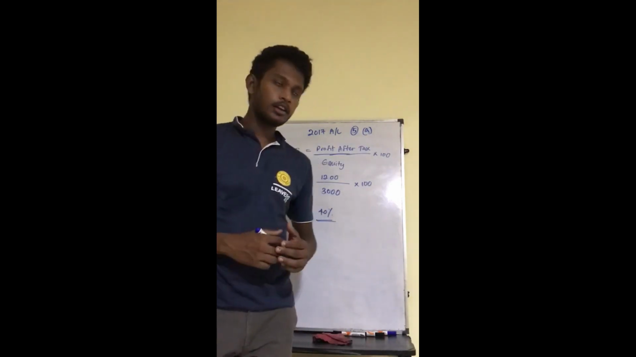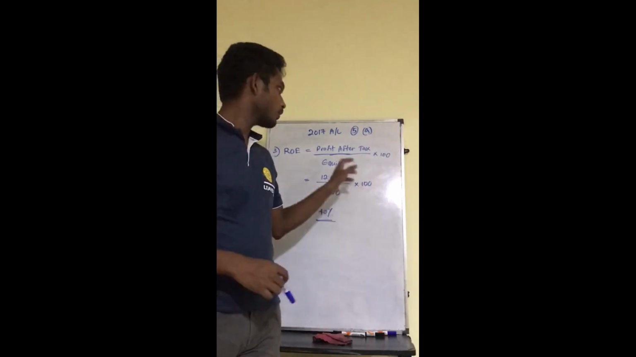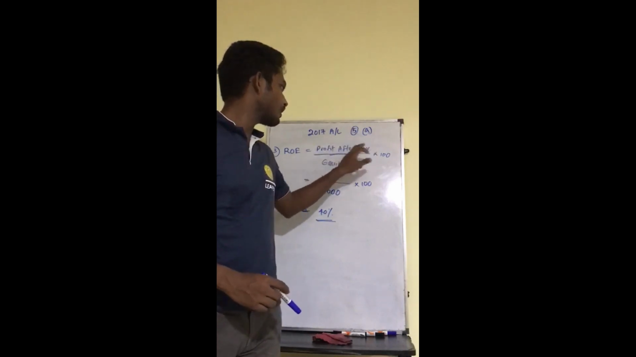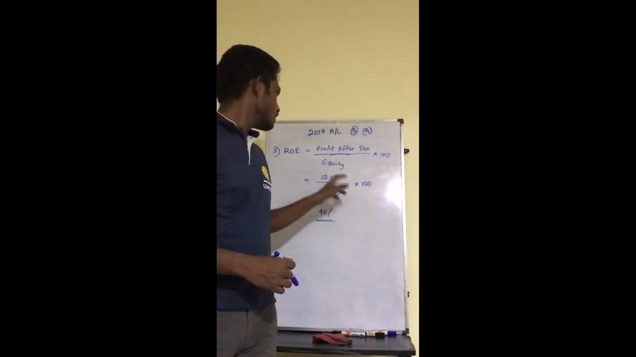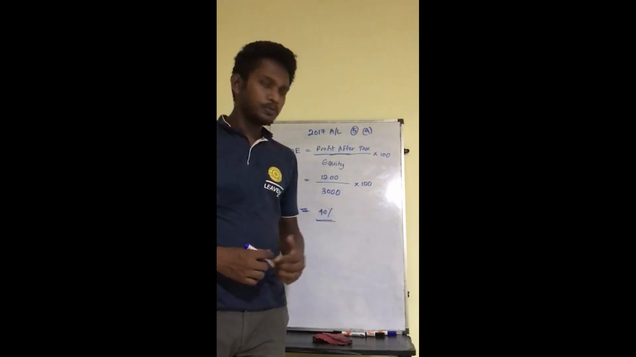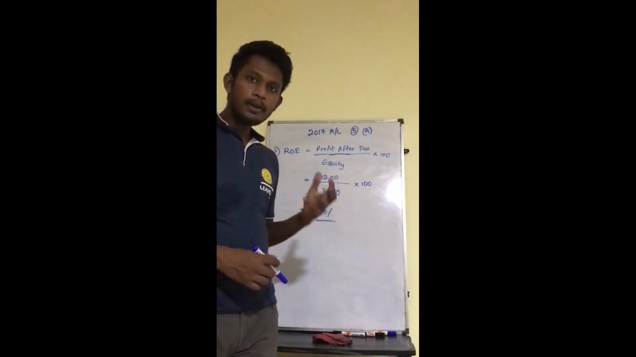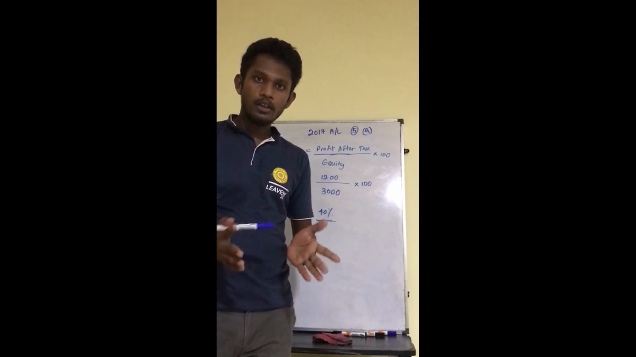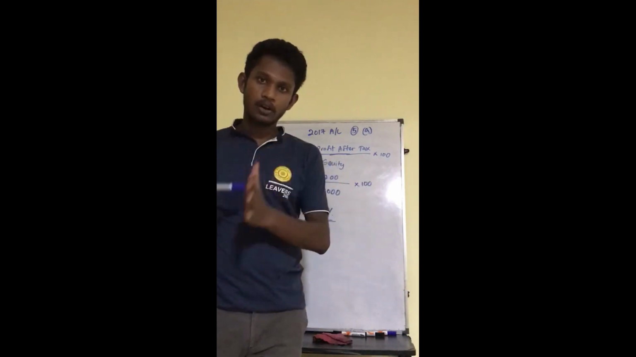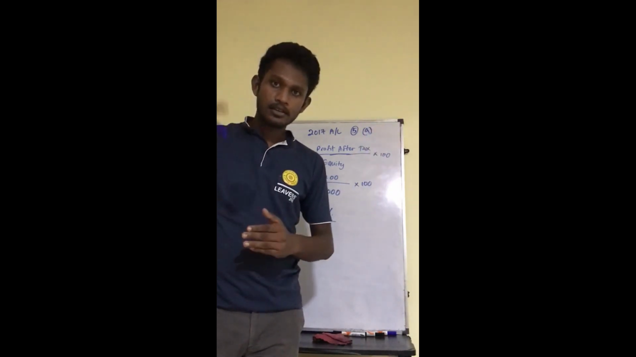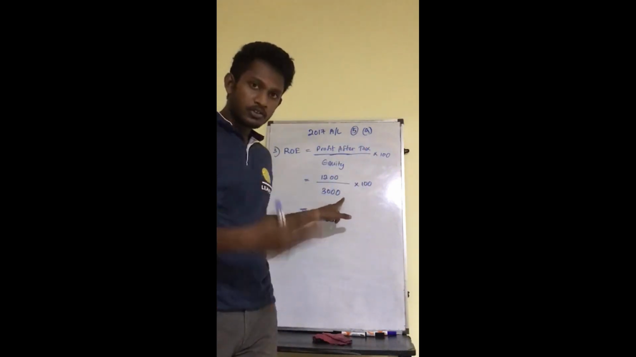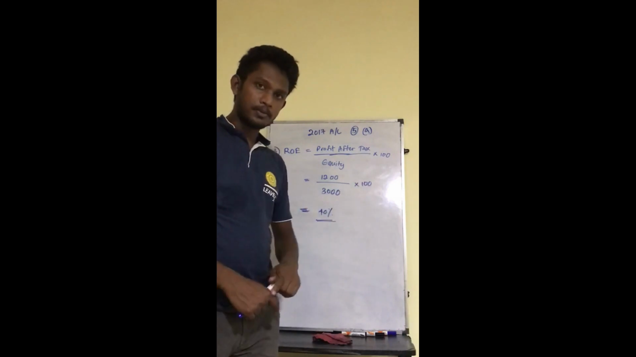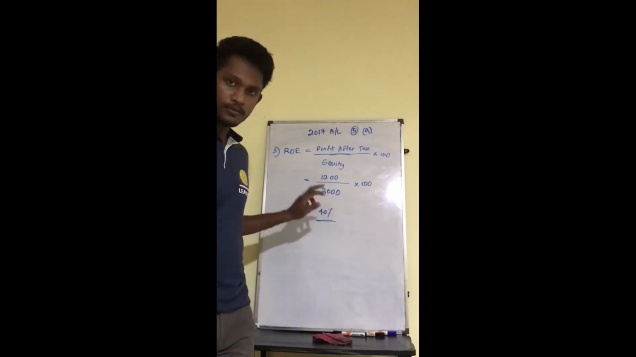The next ratio is return on equity. ROE should be calculated using profit after tax divided by equity, multiplied by 100. The profit after tax was given, that's 1200, but the equity balance was not given. But you know the difference between total assets and total liabilities is the equity. So you get the summation of your asset position and the summation of your liability position, and the difference is your equity. As per this question, it's 3000. Multiply by 100 and your answer should be 40%.